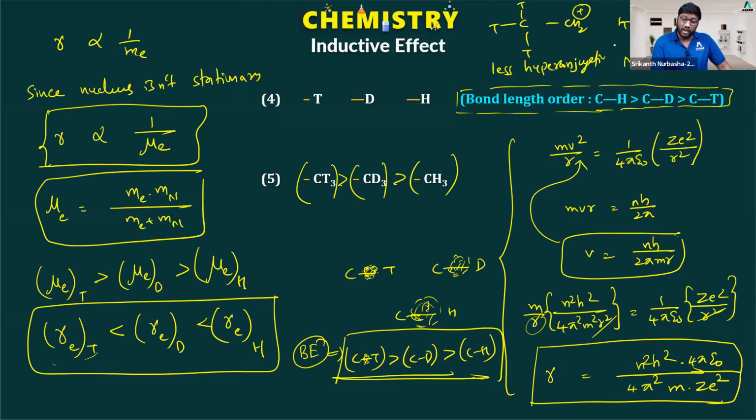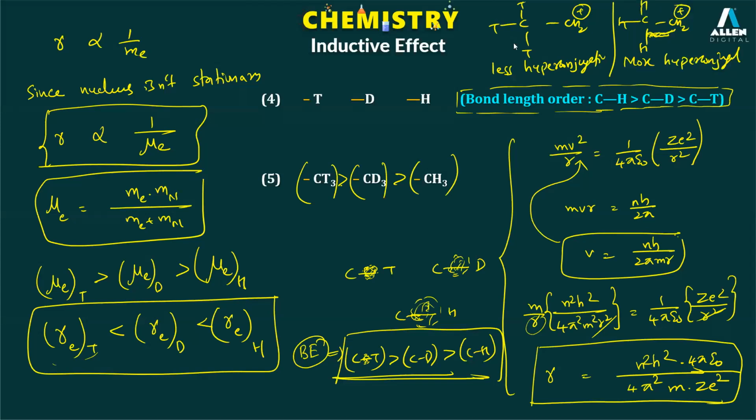Understood now? Whenever I talk about hyperconjugation, the breaking of the CH bond comes in. The CH bond can be easily broken, so the number of hyperconjugated structures in CH3 CH2 plus can be easily developed, but that cannot be true in the case of CT3 CH2 plus. Is that clear? Yes, sir. Very good.